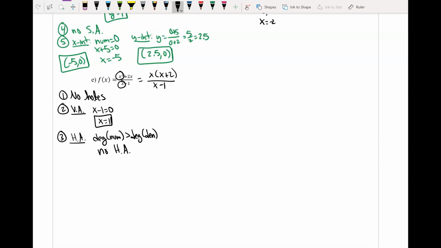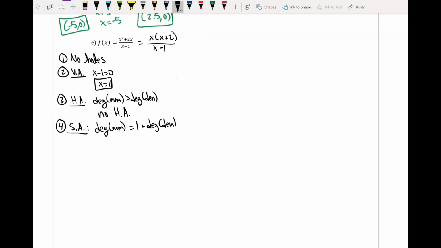Since there's no horizontal asymptotes, there might be a slant asymptote. And there actually is, because you can see that the degree of the numerator is 1 more than the degree of the denominator. You can see that the degree of the numerator is 2, and 2 is 1 more than 1, which is the degree of the denominator. So we know that there's going to be a slant asymptote. So how do we find the slant asymptote?